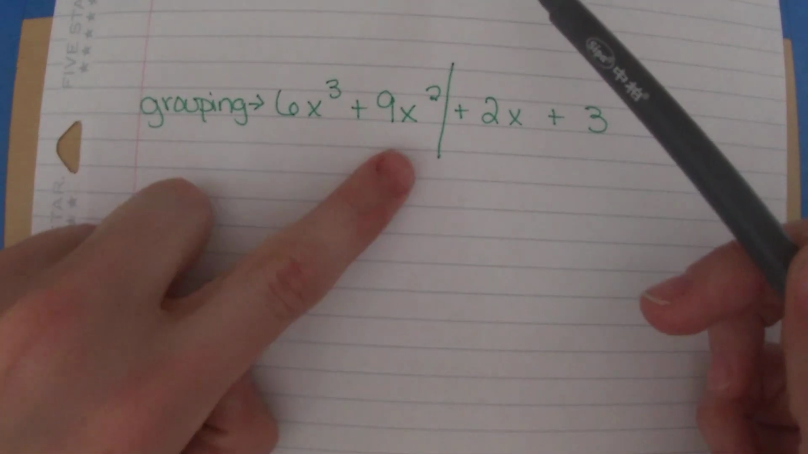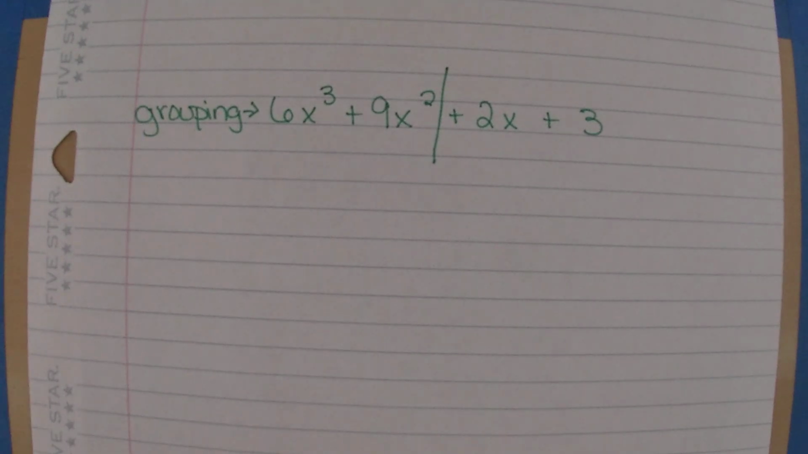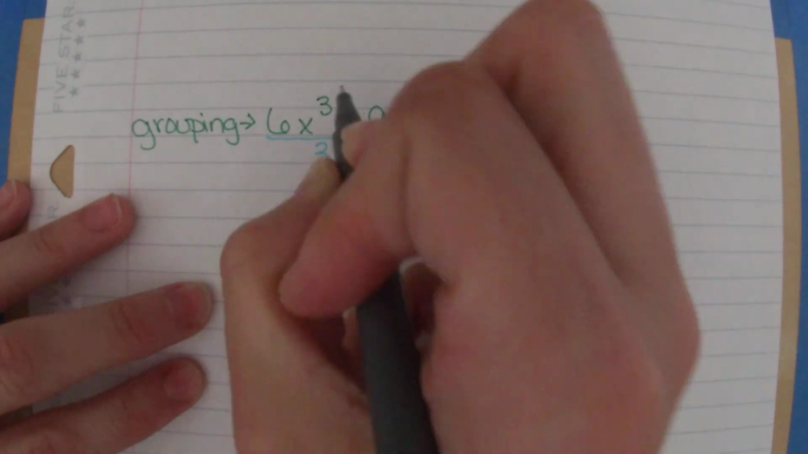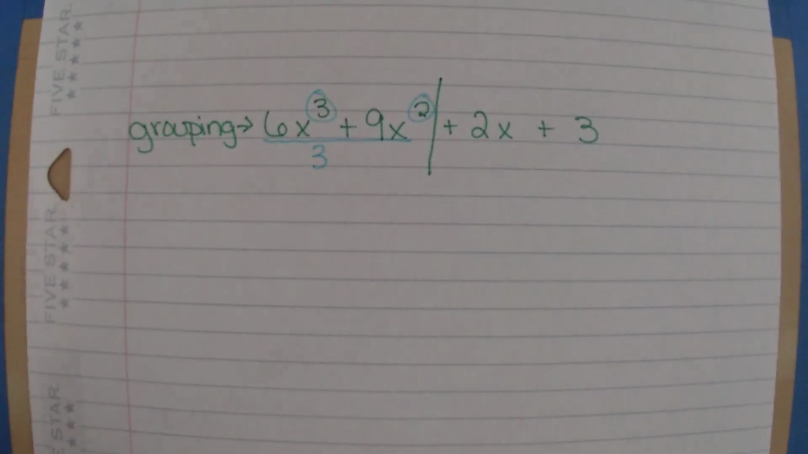So I'm going to look at 6x to the third and 9x squared and say, okay, can I think of a number that will go into both of them? Well, they're both divisible by 3. They both have the variable and the smaller exponent is 2.